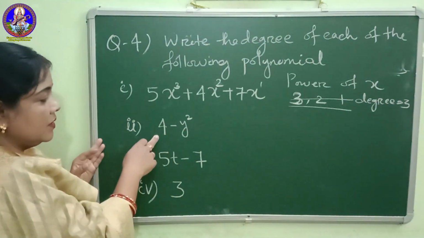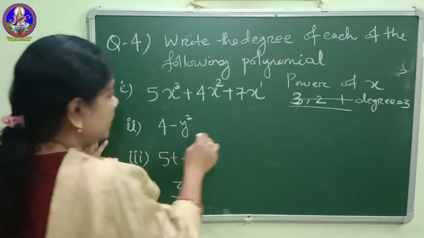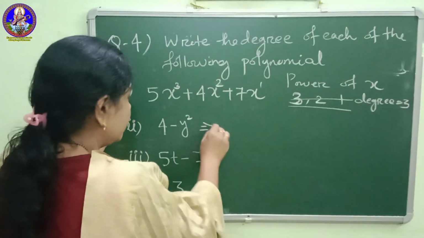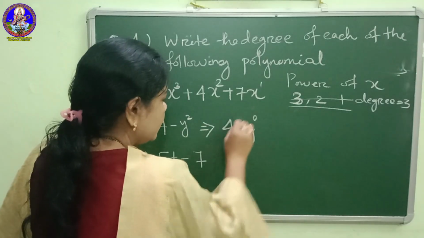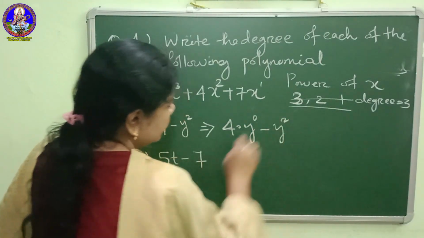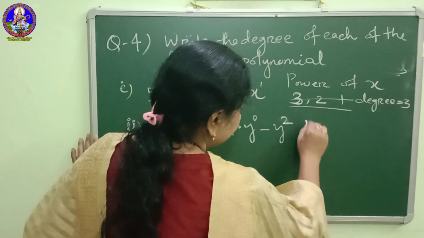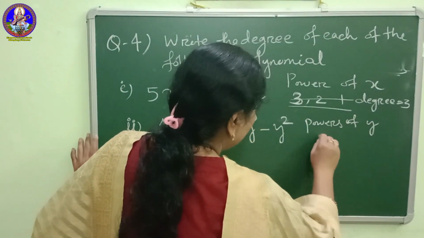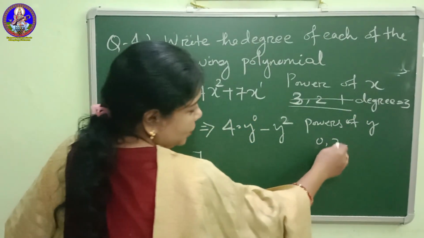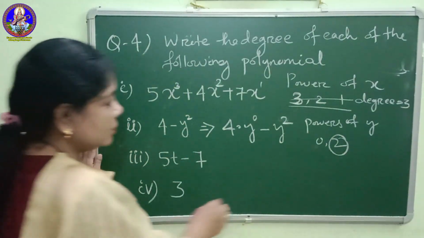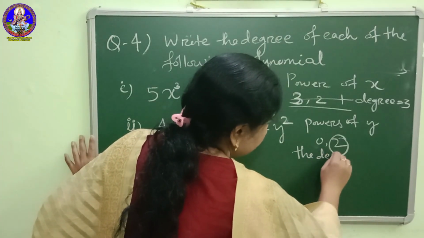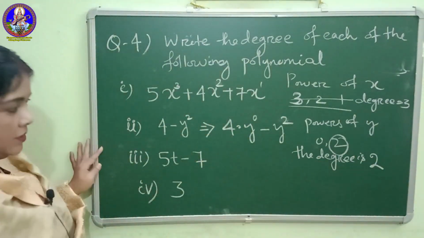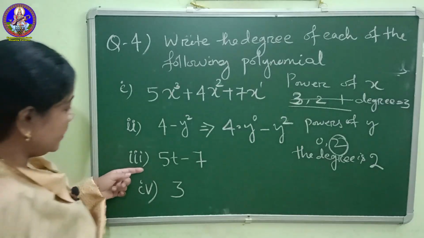Similarly, question number 4ii, here it is given 4 into y square. So 4 can also be written as 4 into y to the power 0 minus y square. So here the powers of y are 0 and 2. From 0 and 2, 2 is the highest number. So the degree is 2.